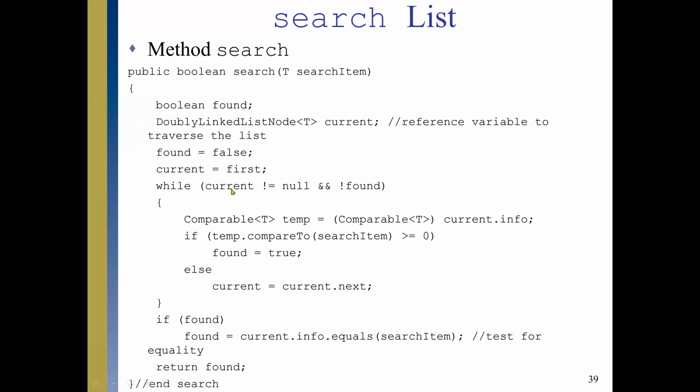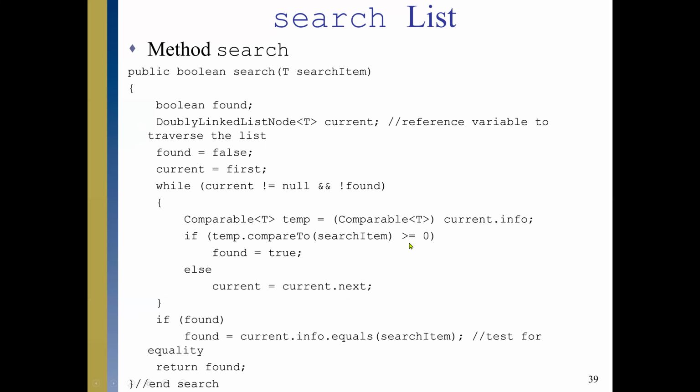Now we say that if the current is not equal to null and also not found, then we go through the items. The first item we get, current.info, we assign to temp. So we say temp.compareTo. So we compare the item in the first node that we visit to our search key.